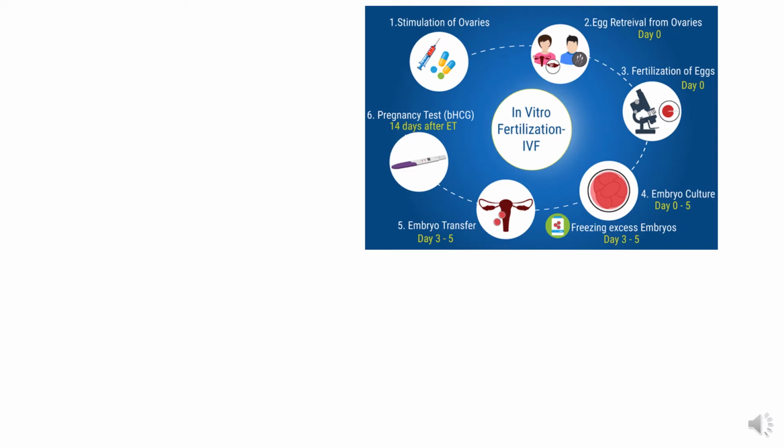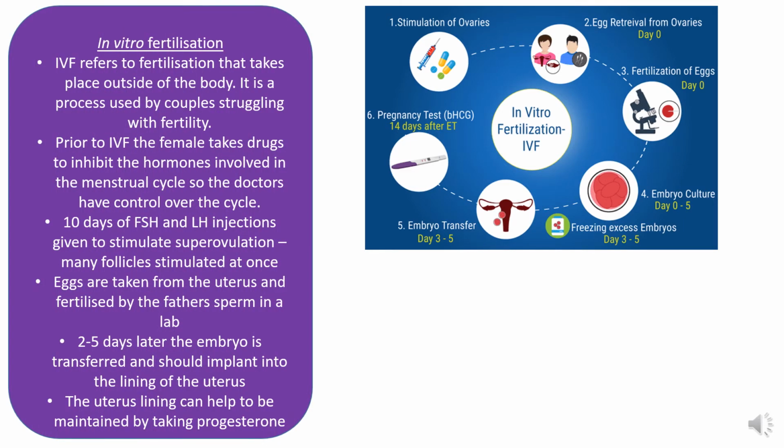Last bit. So we need to know about IVF. IVF is in vitro fertilization. So in vitro refers to anything that happens in the lab. In vivo refers to things that happen within the body. So generally, fertilization would be in vivo because it happens in the body. If people are struggling to conceive, there are a variety of reasons why you might struggle to conceive, then they might choose to undergo IVF, or in vitro fertilization.